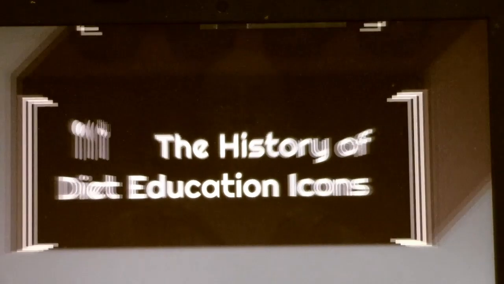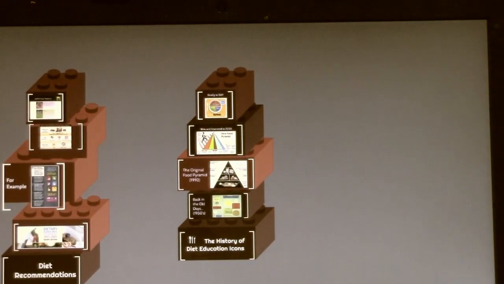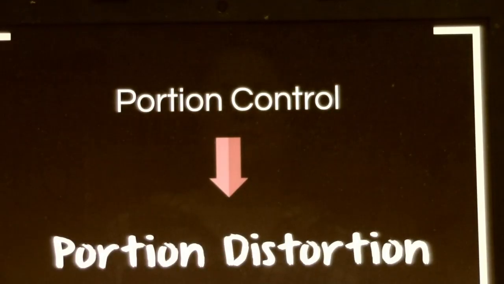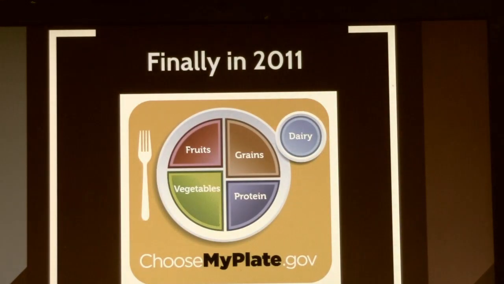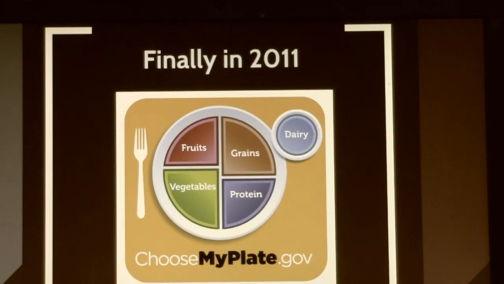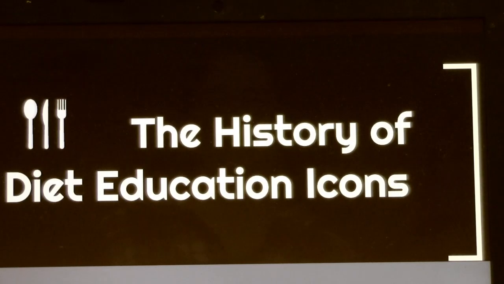whoops, sorry, wrong way. Let's go back. Okay, let's try that again.